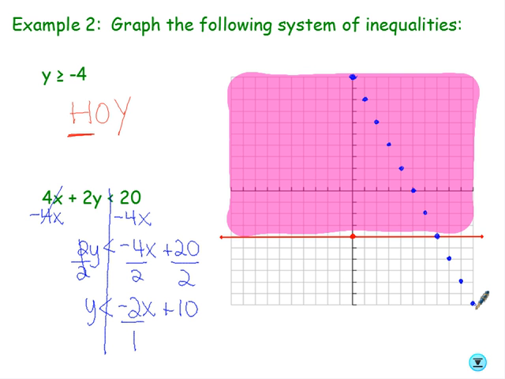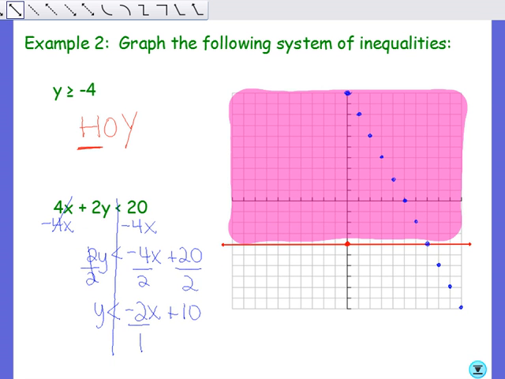Next step, I got to decide, do I have a dashed or a solid line? Well, I look at this, I see absolutely no bars, so I know I'm drawing a blue dashed line.